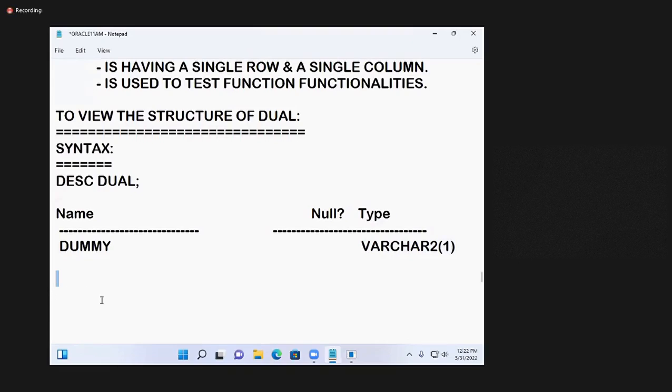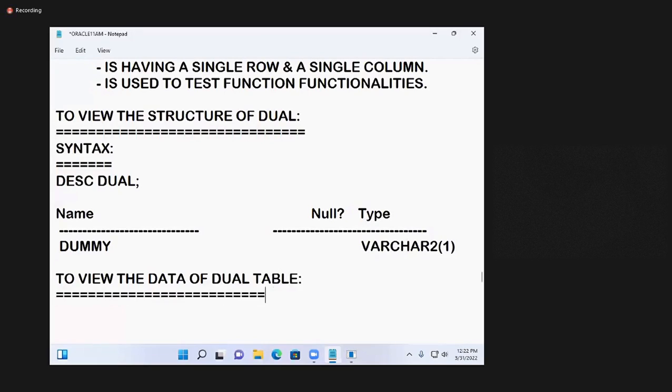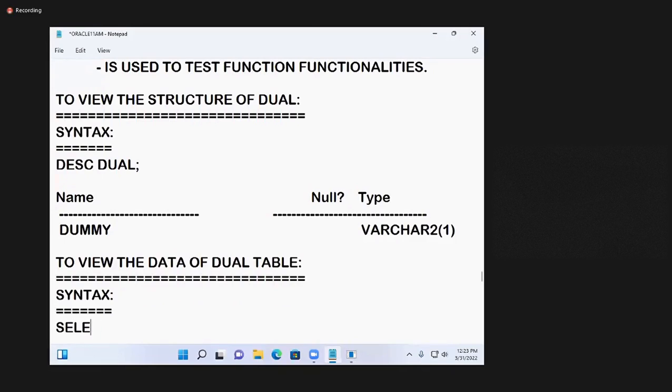Okay, right. And the next one is to view the data of the dual table. Suppose in this dual table you want to see the data, now tell me how to see the data of a table. Which command? SELECT * FROM dual. The table name is what now? Dual.